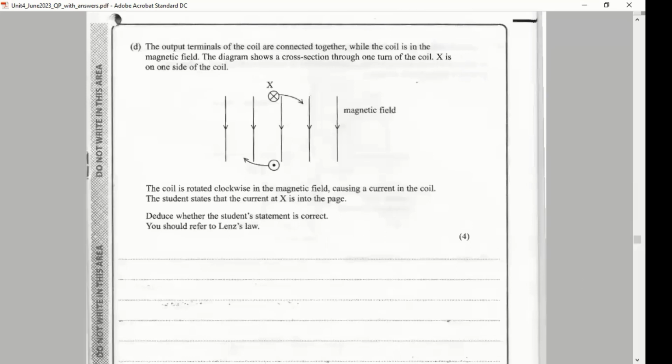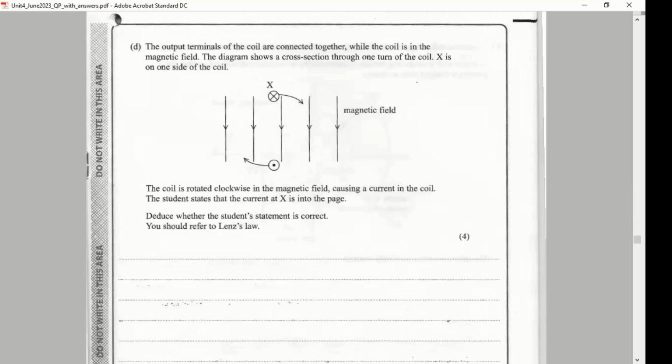Part D. The output terminals of the coil are connected together while the coil is in the magnetic field. The diagram shows a cross-section through one turn of the coil. X is on one side of the coil. The reason they're connecting it together is to make it into a circuit, so that if there is an EMF, the EMF can then produce an induced current, and a current can flow.